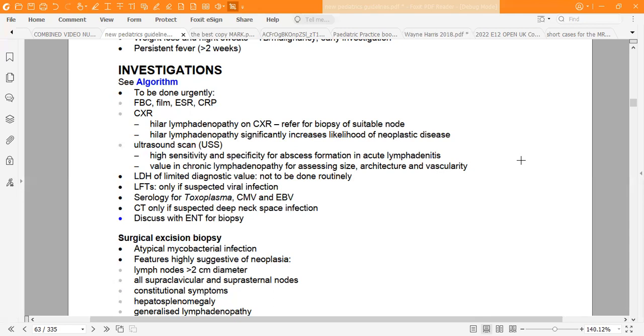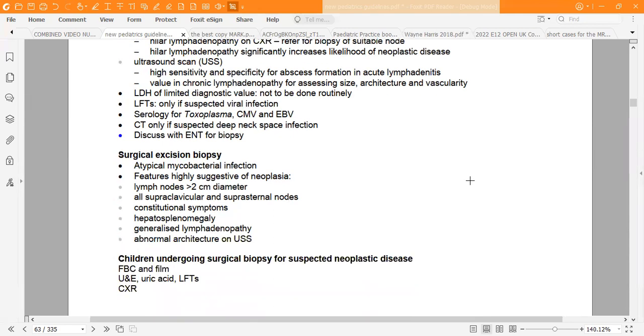It has value in chronic lymphadenopathy for assessing the size, architecture, and vascularity of the tumor or the lymph node. The LDH is of limited diagnostic value and not to be done routinely. Liver function test only if suspected viral infection. Serology of toxoplasma, as we have mentioned before. CT if there's a deep neck space infection, and don't forget to involve the ENT for biopsy as well.